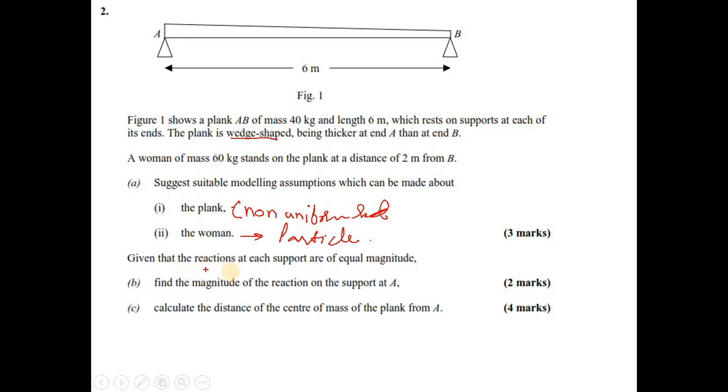Given that the reaction at each support are of equal magnitude, find the magnitude of the reaction on the support at A. So first of all, you need to see the situation and number of forces, because this is a wedge shape and non-uniform rod. The woman is standing at 2 meters from B, so this is 6 meter length, so 3 is here, so 2 meters is somewhere. So if the woman is standing here, the weight of the woman is acting downward, and it is a force acting down, the weight 60 G.